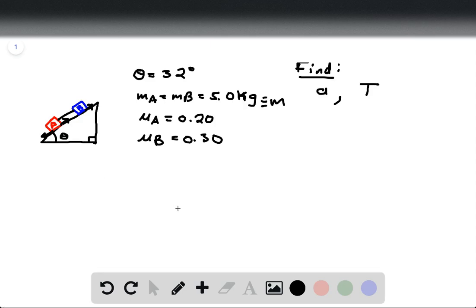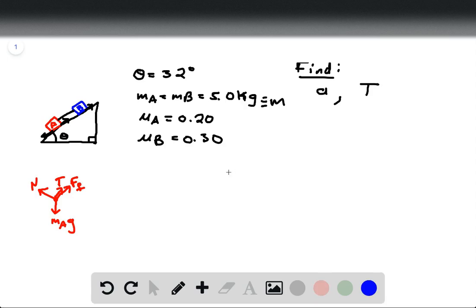So we want to start by drawing a free body diagram for each of these blocks. Start with A. We have the gravitational force going straight down toward the center of the Earth. A normal force will be coming up perpendicular from this inclined plane. And it has a frictional force going up the ramp, as well as a tension in the same direction from this cord.